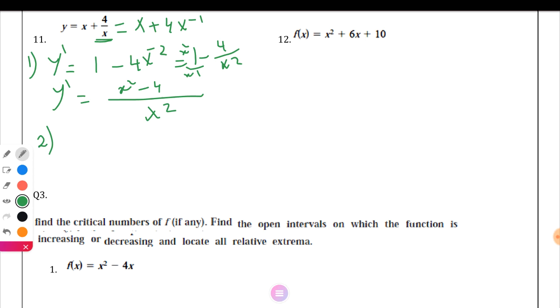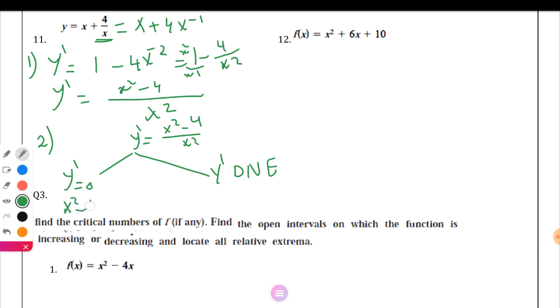Then the second step: put the derivative equal to 0. I have two cases for the derivative: the derivative equals 0 or the derivative does not exist. Here the derivative is x squared minus 4 over x squared. The derivative equals 0 if the numerator equals 0. So x squared minus 4 equals 0 implies x equals positive or negative 2. It does not exist if the denominator equals 0, which implies x squared equals 0, so x equals 0.